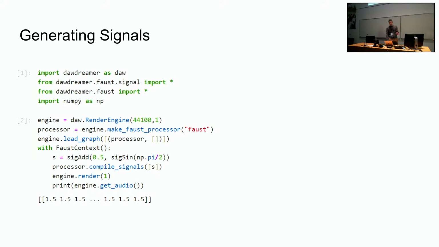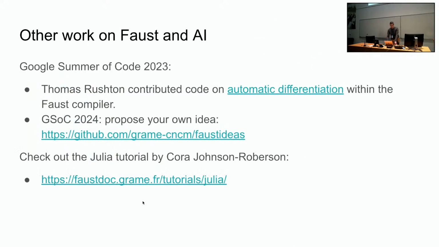And now the last FAUST representation level is signals, and there's just another API, which I can talk about more in the afternoon. But you can have sig sin for the sine, like cosine operator, and a pi over 2, so that would result in 1. We add it to 1.5, and now we have an infinite stream of 1.5, and that's the signal API.